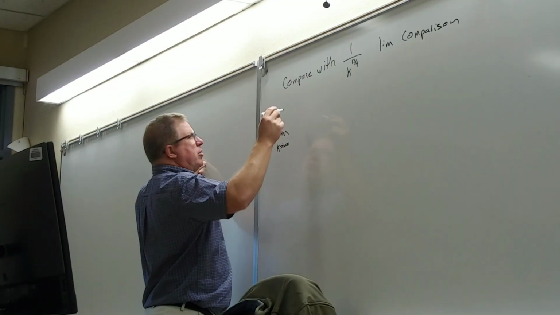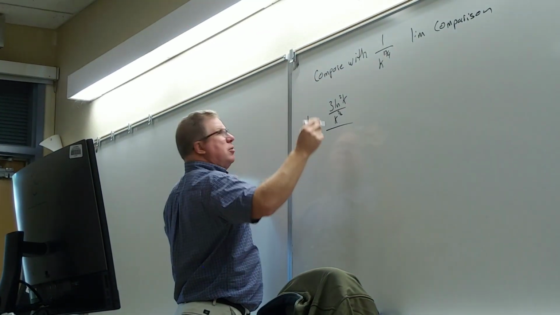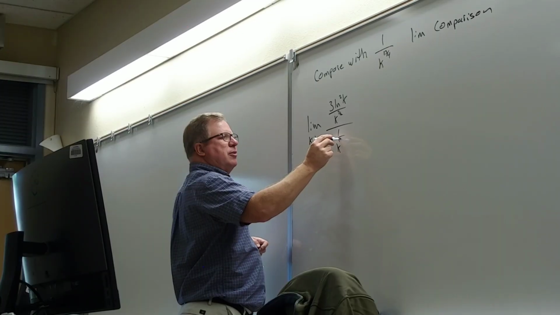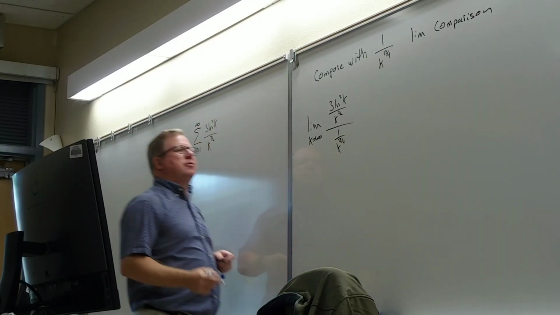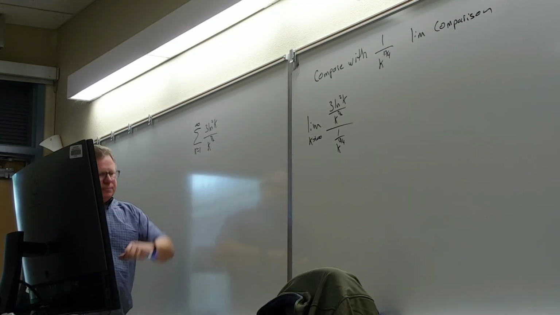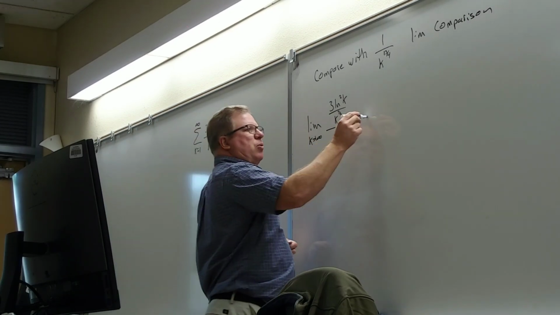So we're going to do 3 ln squared k over k to the 7/2 over 1 over k to the 13/4. So multiply by the reciprocal.